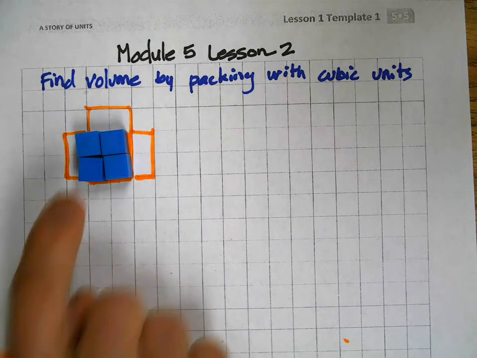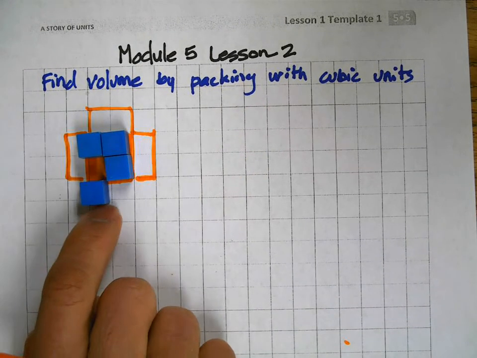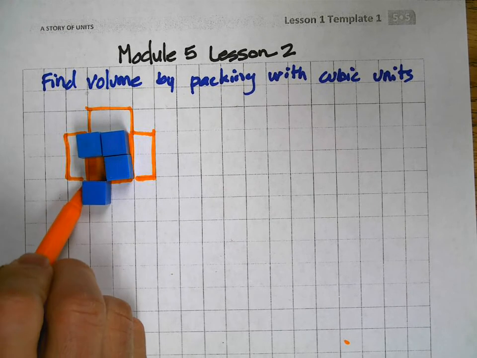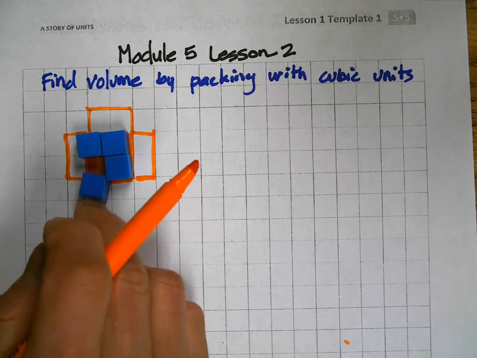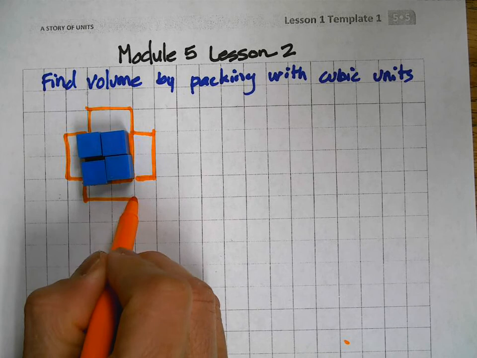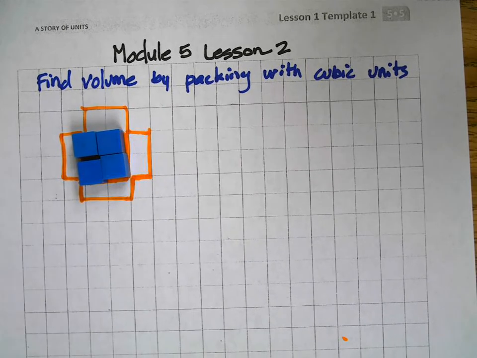And if I want to do the opposite side, I'm going to tilt it again, and I'm going to notice that I can only go one cubic centimeter high. So now I'm going to create that shape. There it is. So that's 4.